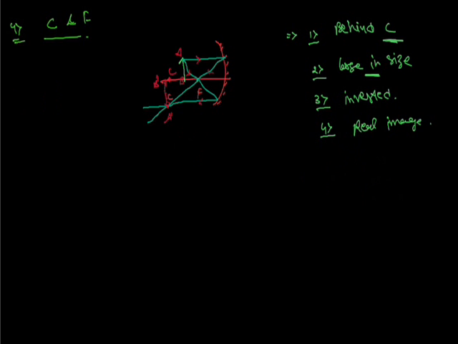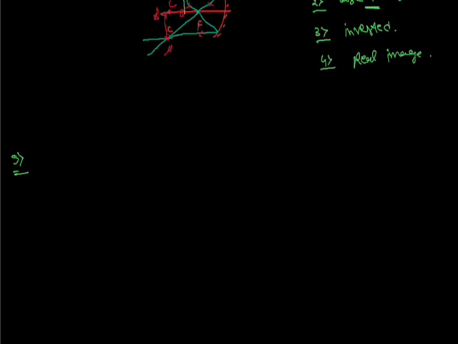Now let us look at the fifth location. Fifth location is the concave mirror, and the object is placed at the focus. Here the point is C, and here the point is F, and the object is placed at F. This will be the object.